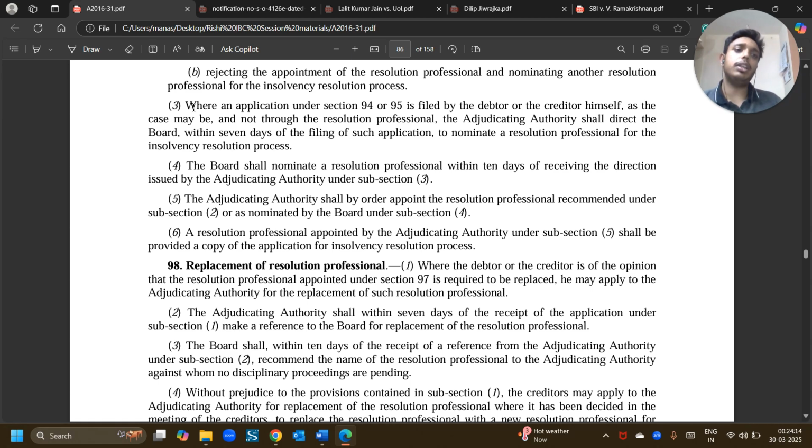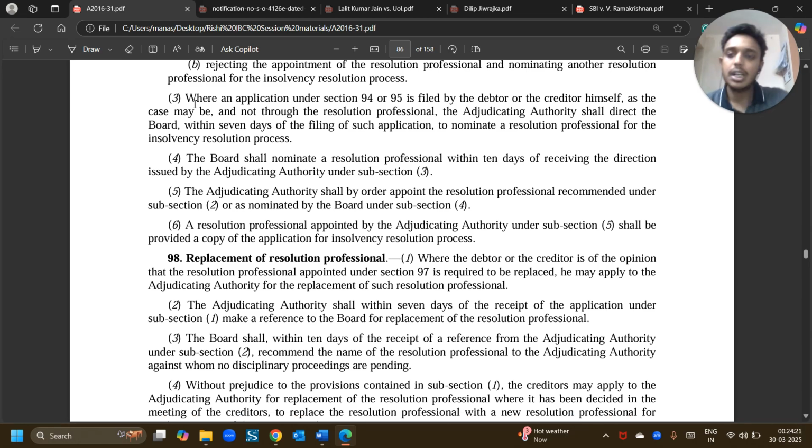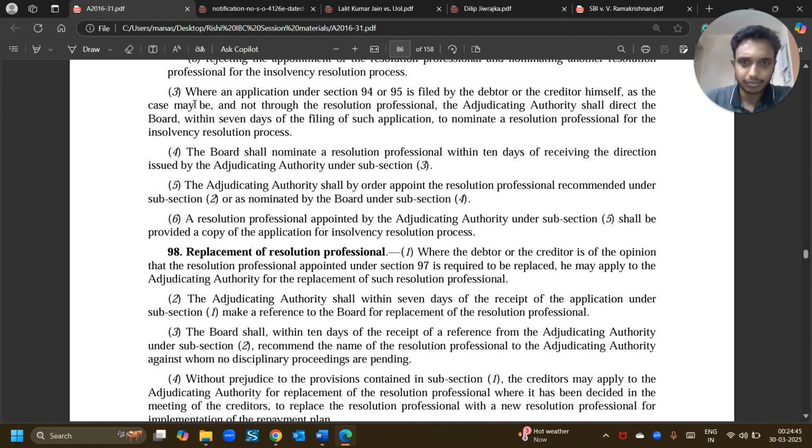Now here, what happens when the application is filed personally, either by the debtor or the creditor, is what is envisaged under subsection 3, which says, when an application under section 94 or 95 is filed by the debtor or the creditor himself, as the case may be, and not through the RP, right, the adjudicating authority shall direct the board, which is IBBI, within 7 days of the filing of such application to nominate an RP for the insolvency resolution process. So here, the onus shifts upon the Insolvency and Bankruptcy Board of India, where the application has been made personally by a debtor or a creditor.